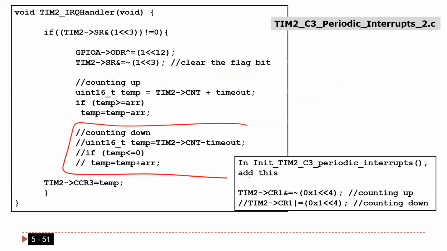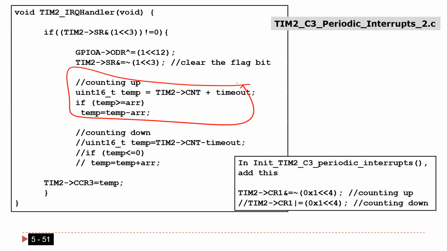What about this part you put here? Okay, you can see here, I commented this part. This is if it is counting down. So if it is counting down, in this case, I'm going to subtract CCR, not add CCR. Sorry, I'm gonna subtract time out. So as you see here, I give you the two cases.